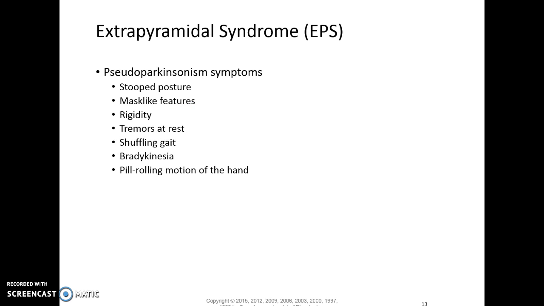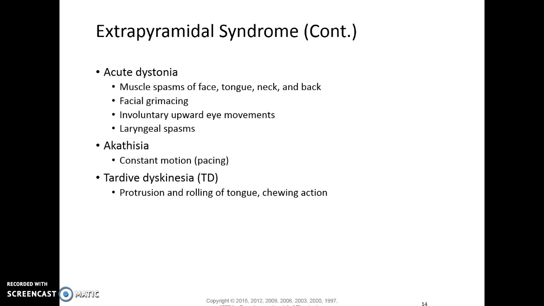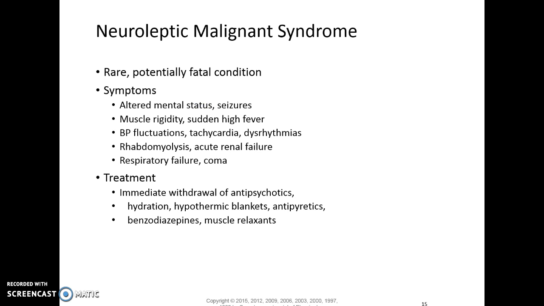We know that it can cause the pseudo-Parkinsonism symptoms, so you have that list. If you know what Parkinson's looks like, you know what false Parkinsonism would look like, okay? Sometimes our antipsychotics can cause that. And then we have acute dystonia, akathisia, and tardive dyskinesias. We talked about some of these as well in class. These are going to be part of those EPS that we're going to see in the patient.